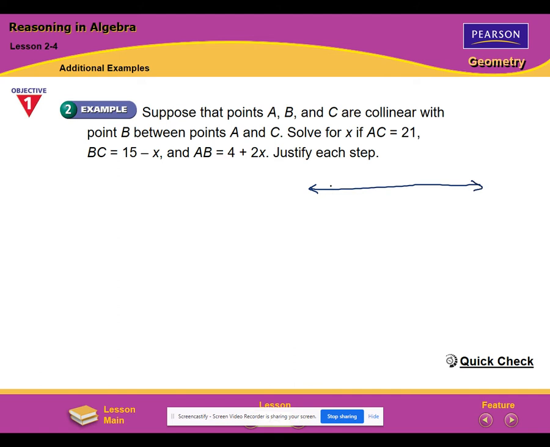First of all, A, B, C, and I don't know if I've got this right. You know, it could end up that BC is shorter than AB. I don't know that at the moment. But anyway, AC is 21. This whole length here is 21, whereas BC is 15 minus x, and AB is 4 plus 2x. Okay, so here's what I would say. I would say AB plus BC is equal to AC.